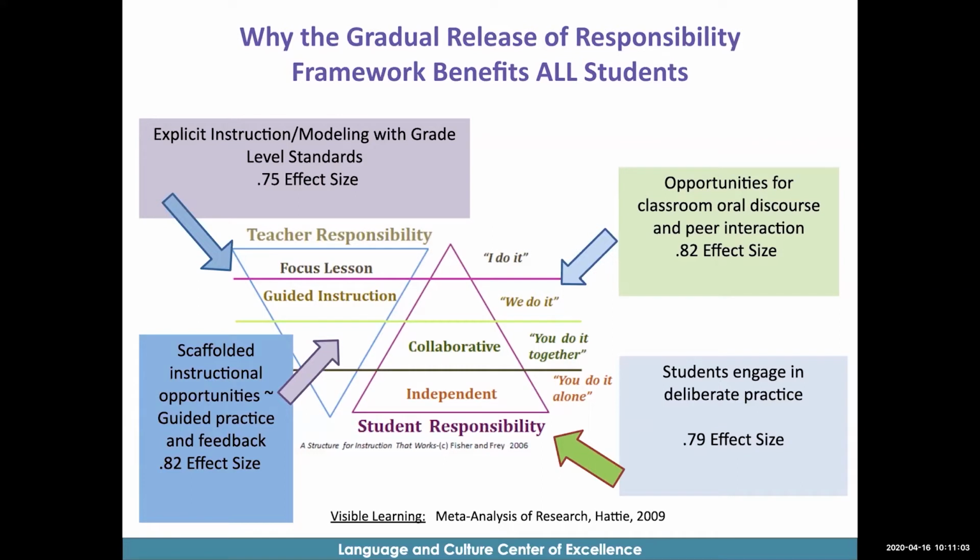So first up here, the purple box is the explicit instruction and modeling with our grade level standards. Again, grade level standards. So it's I do, we do, we're going to do this together, the lesson, and then I'm going to send the student to independently do this alone, or asynchronous learning. So the scaffold instruction, which I'm going to show you some examples of how I'm going to take this lesson plan today, is some synchronous learning, and then opportunities for classroom oral discourse and peer interaction.